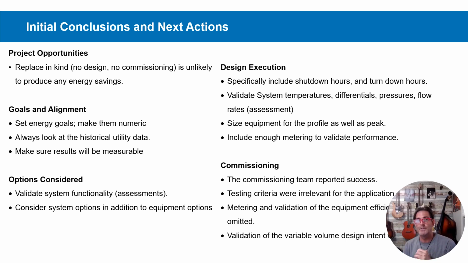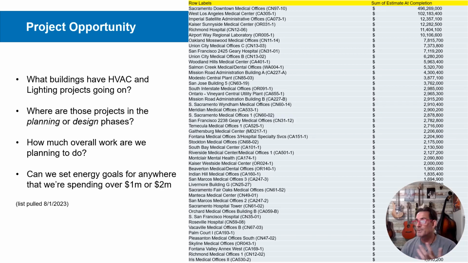And then, of course, if we're going to do an energy measure that's not going to show up on the meter, we need to include enough metering in the project to actually validate that we're getting it done. During commissioning, we need to have relevant test criteria. We should only report success when we actually achieve success. That's sometimes difficult. We've got to have enough metering and validation in place to validate the measures that meet the goals of the project. That should go without saying, but it does.